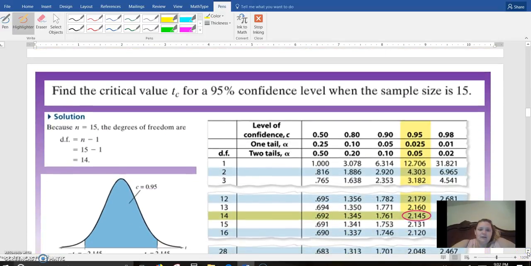All right, so I want us to find the critical value, so T alpha over 2. Before, the critical value was Z, because we were using the Z chart, and it was the standard normal distribution. It was the Z distribution. Now we're using the T chart because it's the T distribution. All right, and so here's what we're going to do.